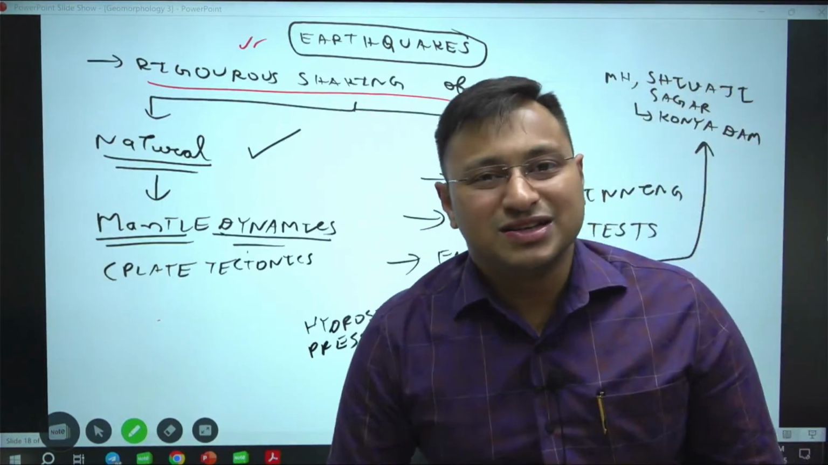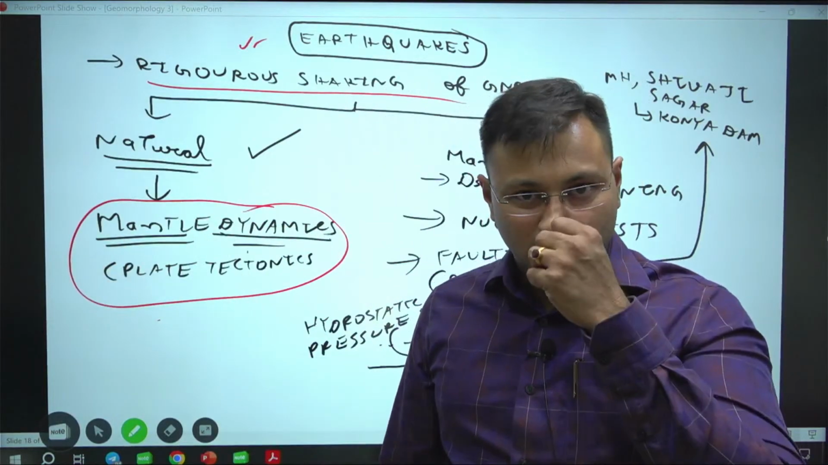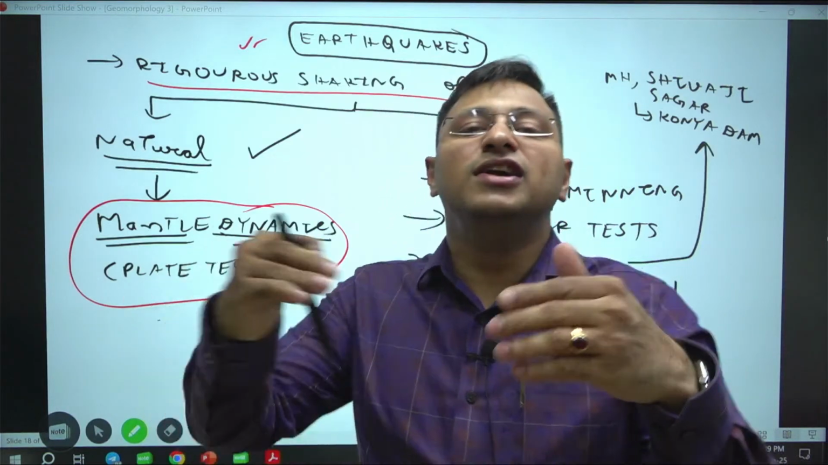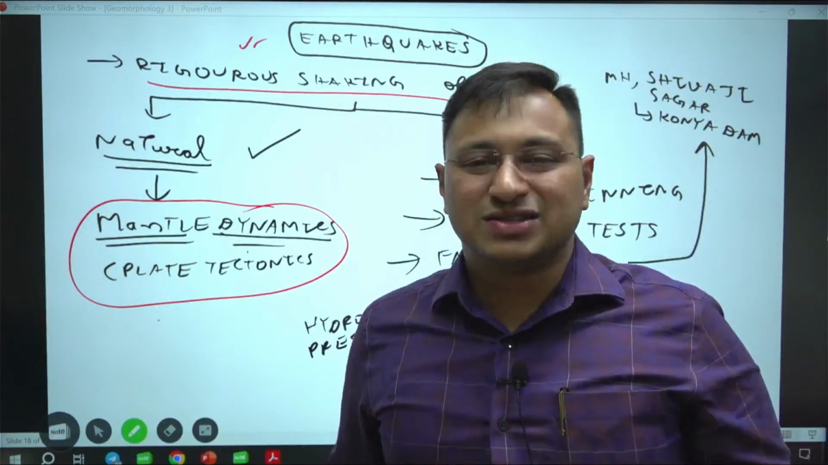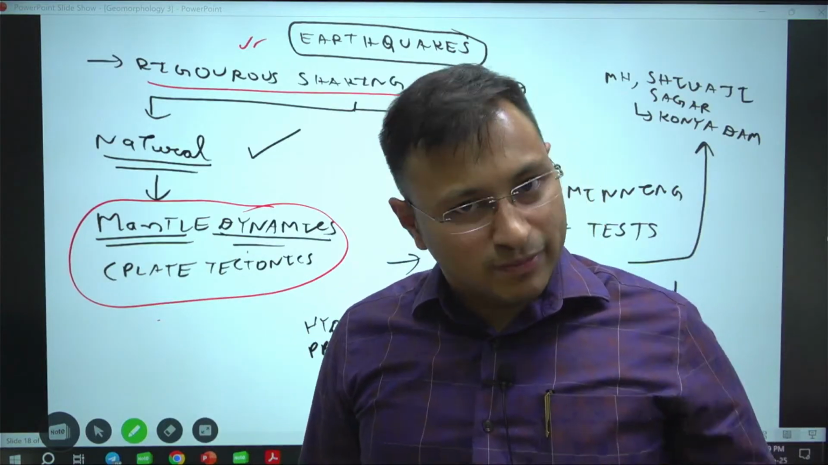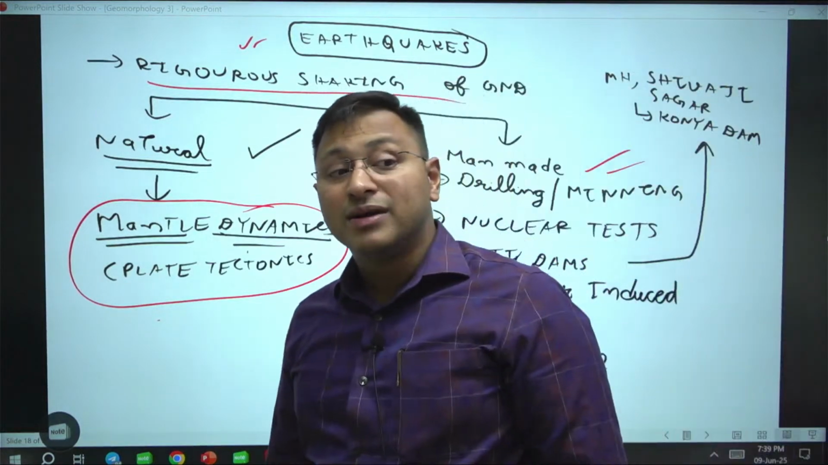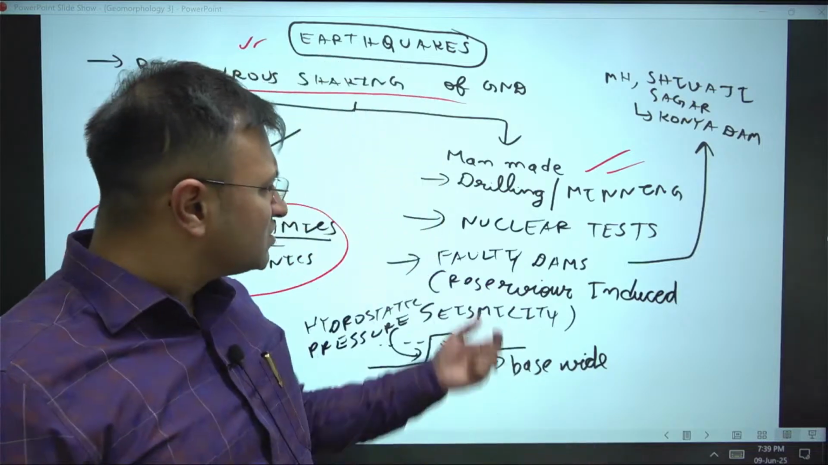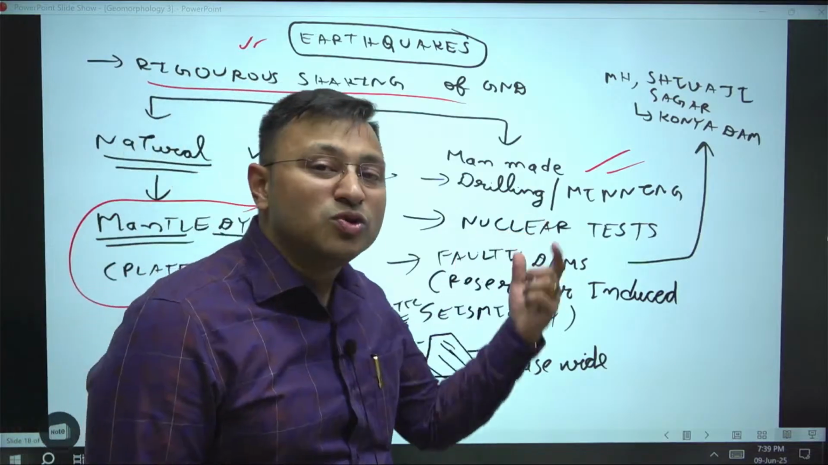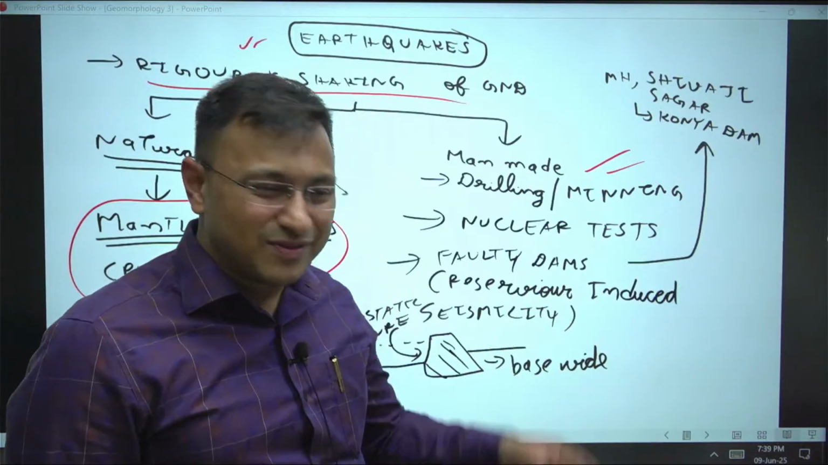Sir, natural in the sense of what? Sir, natural in the sense of mantle dynamics. So basically you are having the lithospheric plates either moving apart from each other, moving into each other, or just slipping past each other. So divergent, convergent, and transform boundaries predominantly. Or we can also have earthquakes because of man-made activities. Man-made activities in the sense of what? Sir, in the sense of large-scale drilling and mining. Sir, we can have them because of nuclear tests also, definitely. Thank God we did not have a nuclear war. Otherwise, one month back we were just here.